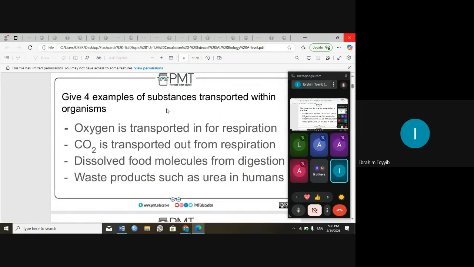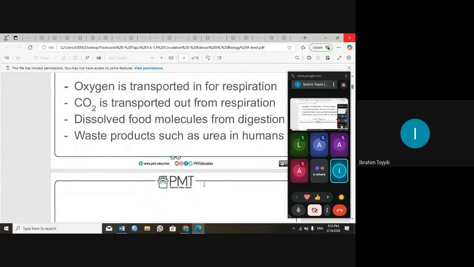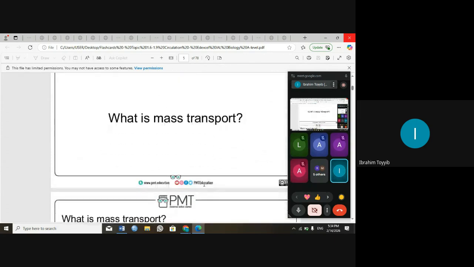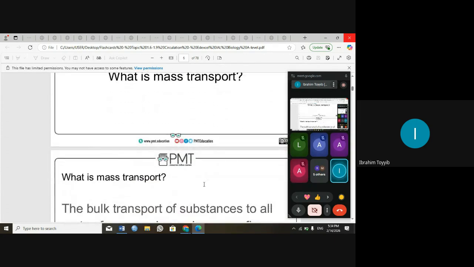Examples of substances that are transported: oxygen is transported for respiration. Carbon dioxide is also transported out from respiration. Dissolved food molecules from digestion, and waste products such as urea. So I'm not asking you to answer this one.